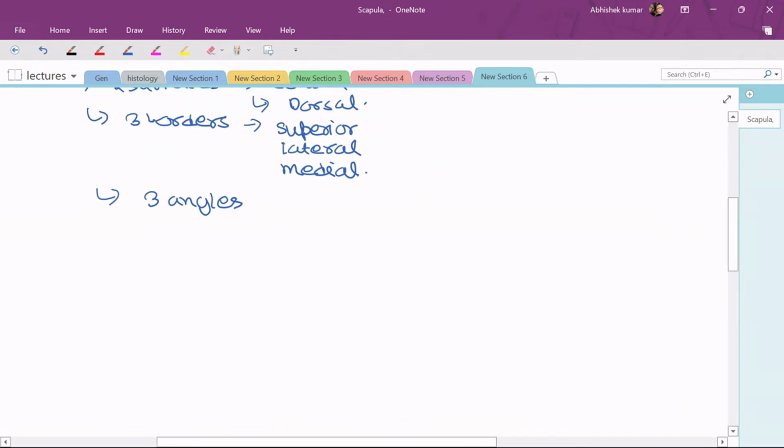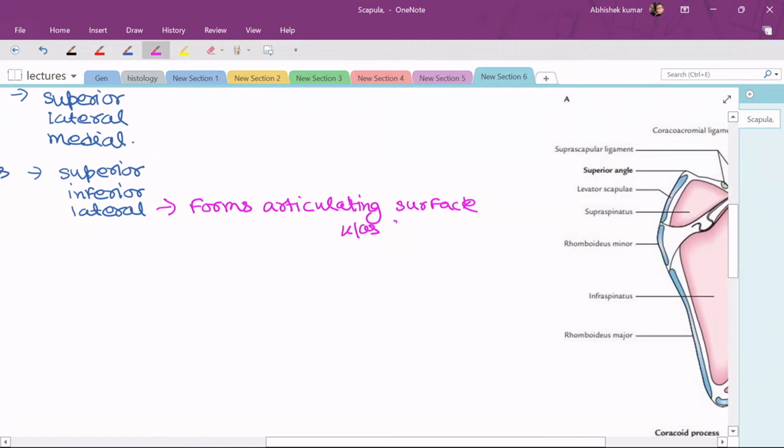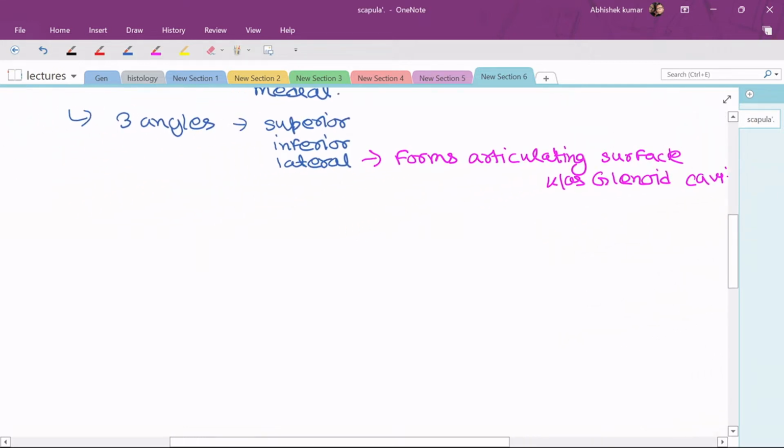So it has three angles, and what they are called as: one is your superior angle, second is inferior angle, and third is your lateral angle. You should know that the lateral angle forms the articulating site or articulating surface known as glenoid cavity. The cavity for the humerus, head of humerus.